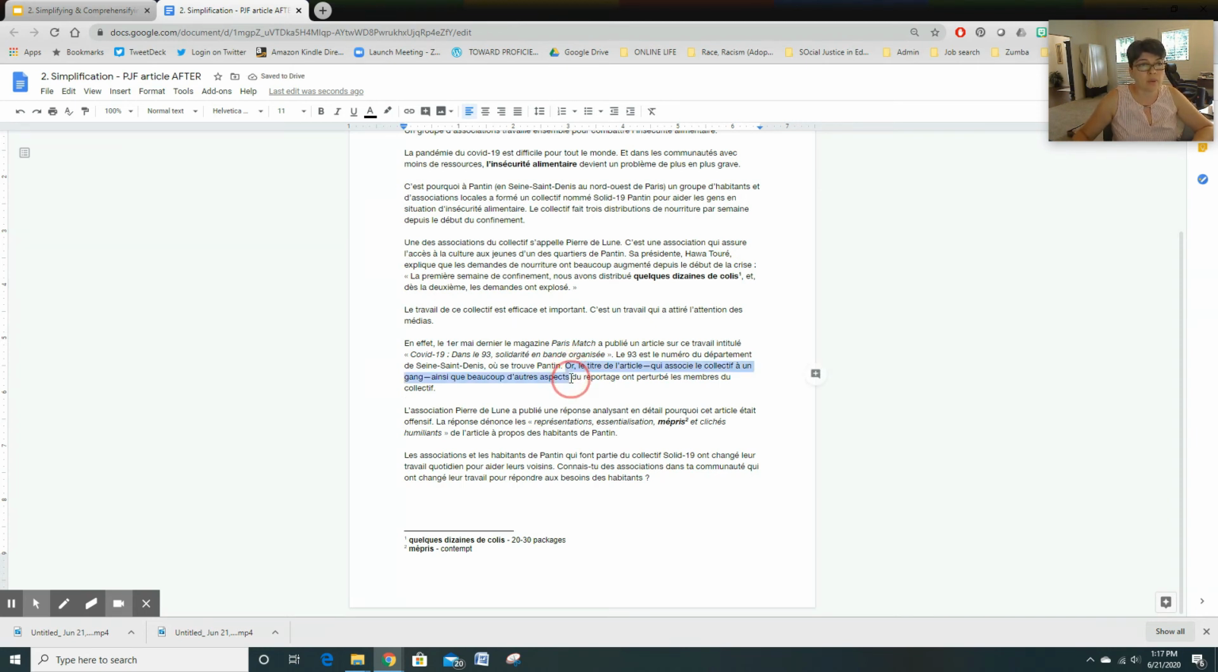Now, remember this, we said this was definitely a very complex sentence. So we're going to try to simplify it, keeping the same meaning. Okay, we have "or," which is a transition word. And I understand why the author used it here. However, I don't think it's going to change much of the meaning if I remove it. Again, for a novice high, intermediate low. Le titre de l'article qui associe le collectif à un gang.